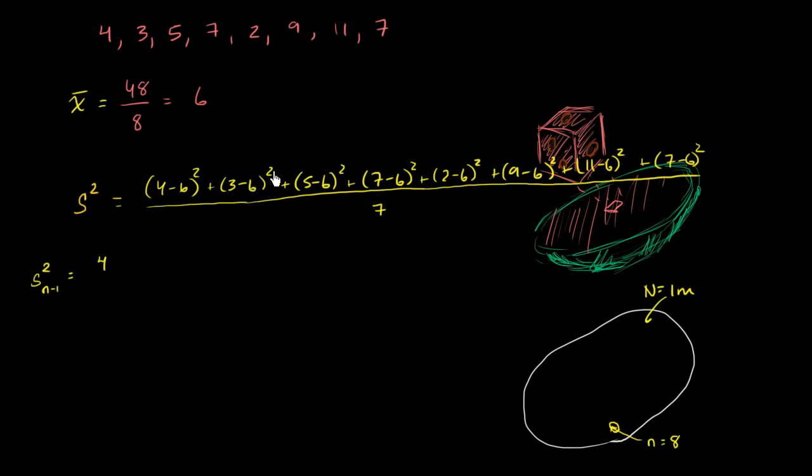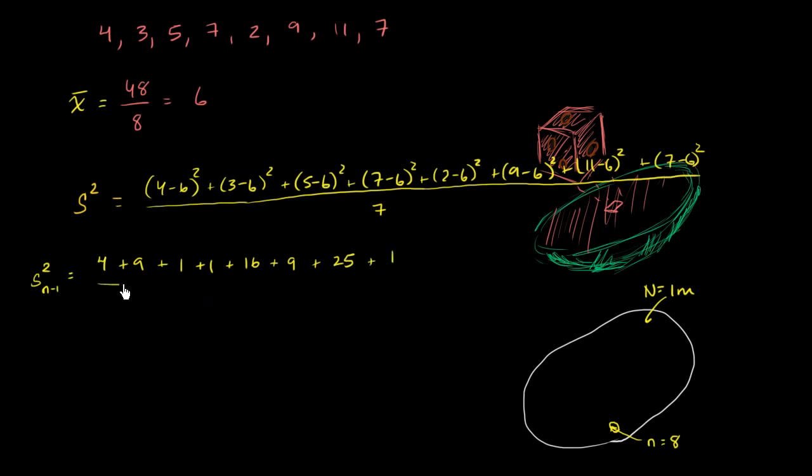3 minus 6 is negative 3. That squared is going to be 9. 5 minus 6 squared is 1 squared, which is 1. 7 minus 6 is once again 1 squared, which is 1. 2 minus 6, negative 4 squared. Negative 4 squared is 16. 9 minus 6 squared, well, that's going to be 9. 11 minus 6 squared, that is 25. And then finally 7 minus 6 squared, that's another 1.